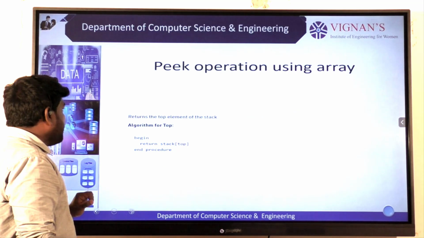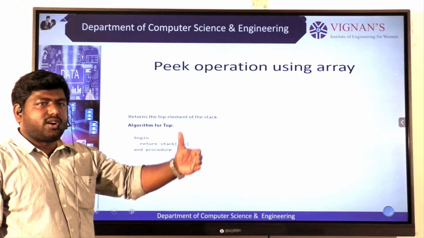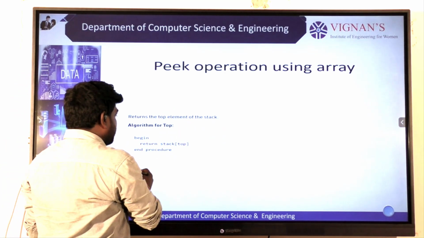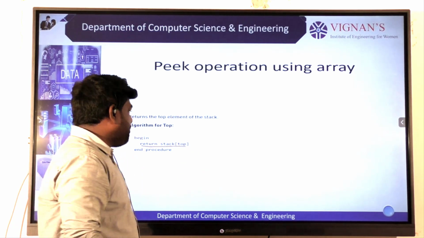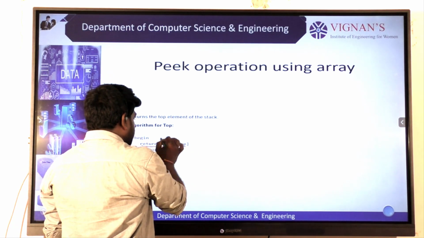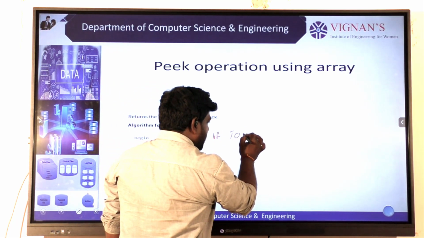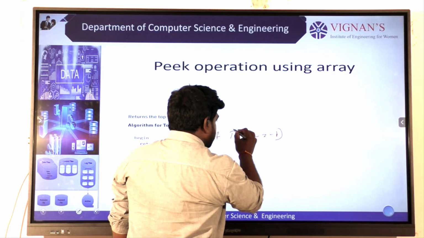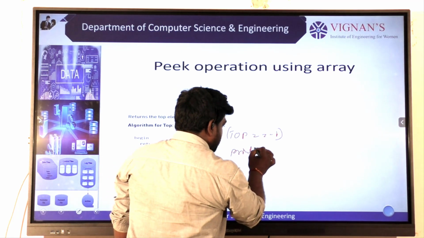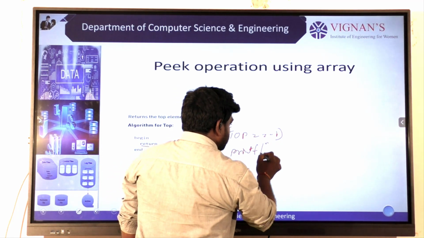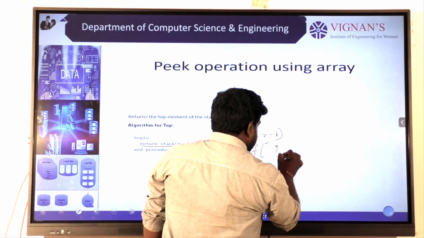Next, coming to the peek operation. As I said, peek is an operation which is used to view the top element. So the algorithm for it is just to return the top. But here also we can implement two clauses. If top equal to -1, print stack is empty.